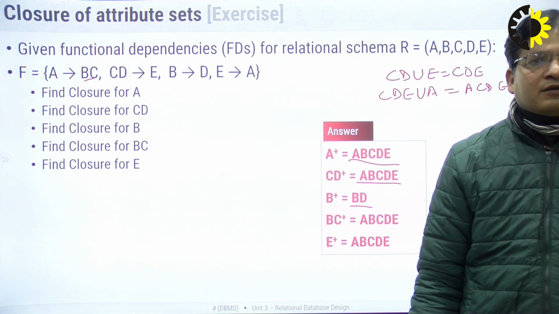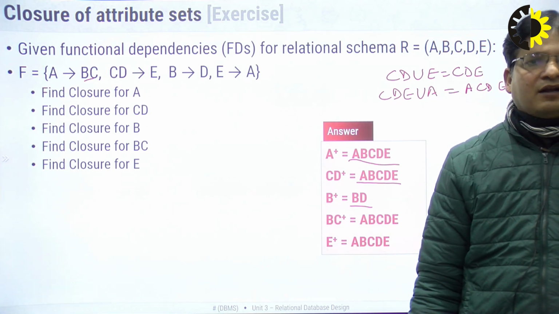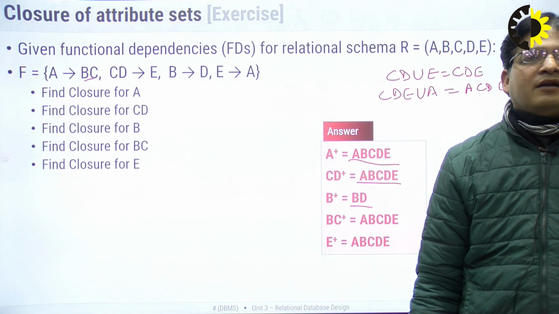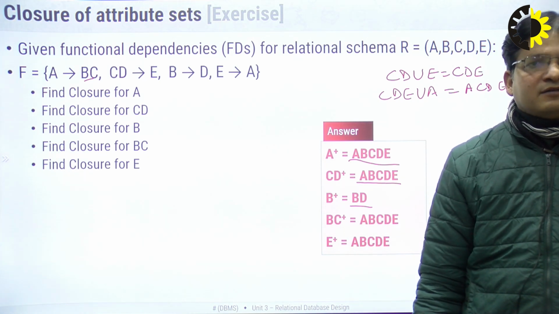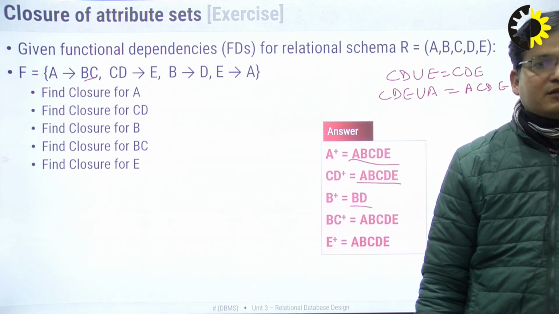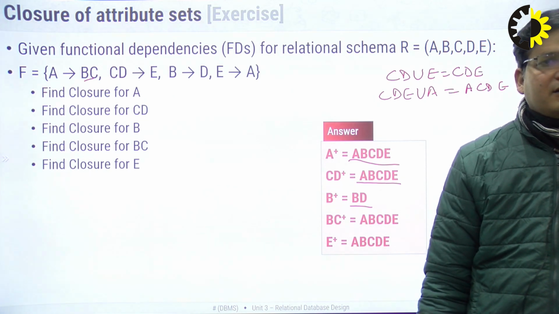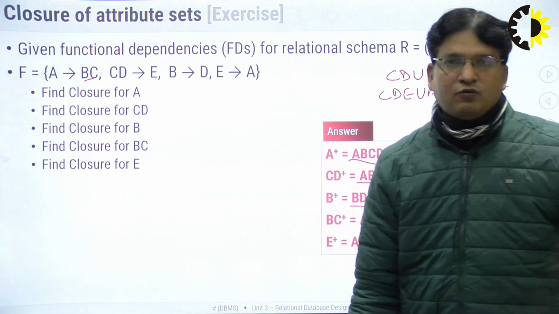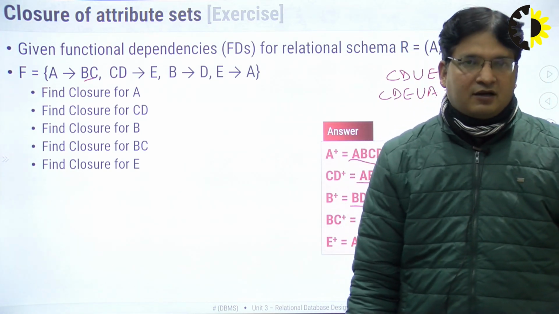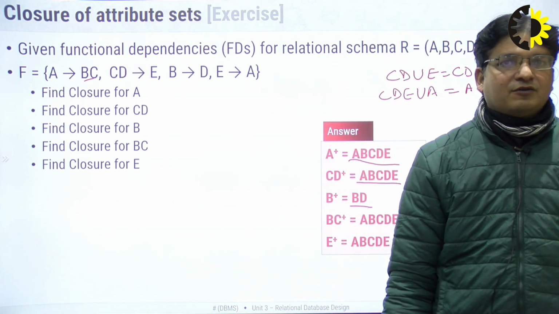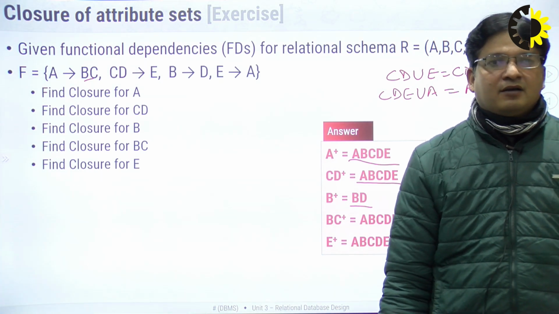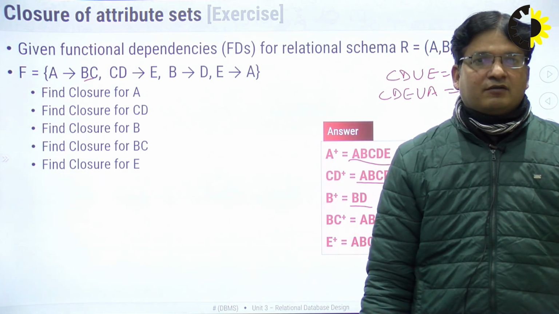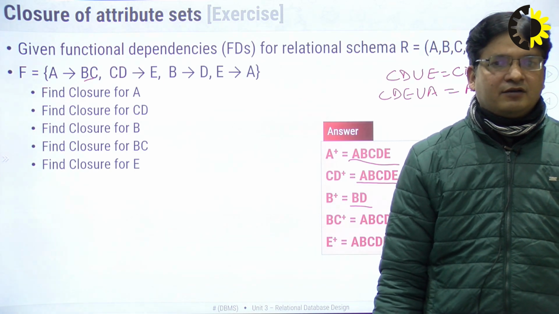Now clearly we see there are 4 candidate keys: A, CD, BC, and E. One of them may be selected as the primary key, and the rest can be used as alternate keys. Okay, thank you everyone.